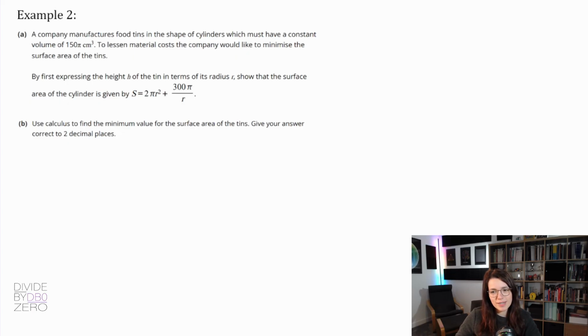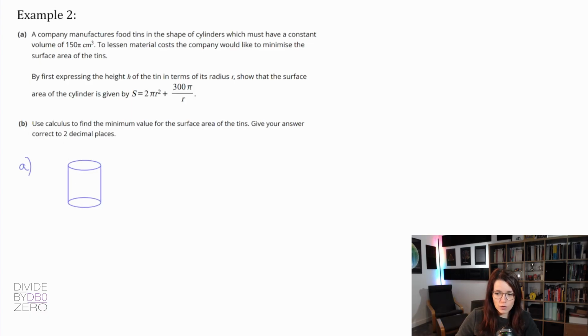Example 2. A company manufactures food tins in the shape of cylinders which must have a constant volume of 150 pi centimeters cubed. To lessen material costs, the company would like to minimize the surface area of the tins. By first expressing the height h of the tin in terms of its radius r, show that the surface area of the cylinder is given by that.